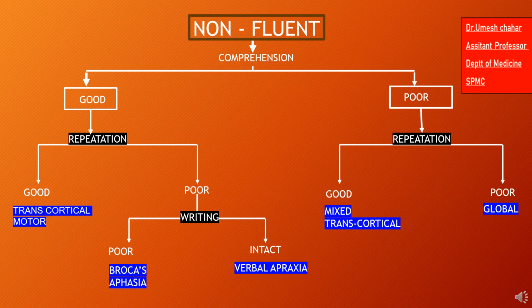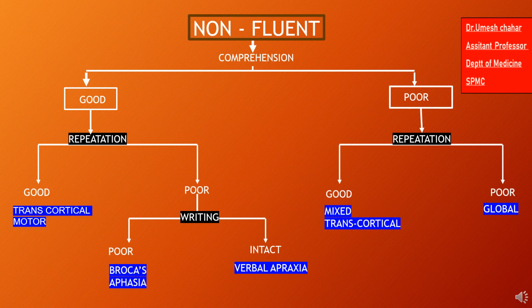If the patient is having poor repetition, then we have to examine the writing skill of the patient. If his writing skills are also poor, then we will call it Broca's aphasia, which means that his word output is reduced, his comprehension is good, his repetition is poor, and writing is also poor.